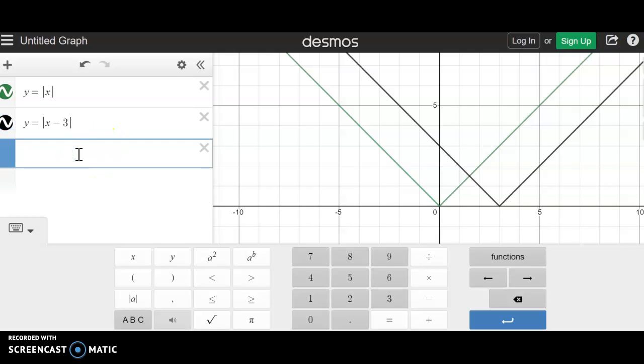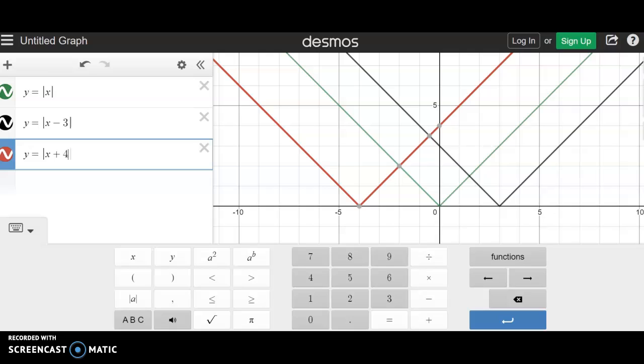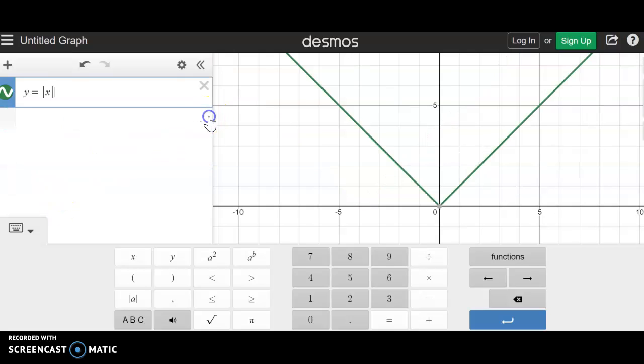If I wanted to move it to the left, I would do the absolute value of x plus 4, which moves it to the left. So adding inside the absolute value moves it to the left. Subtracting inside the absolute value moves it to the right. And so we can do combinations now.